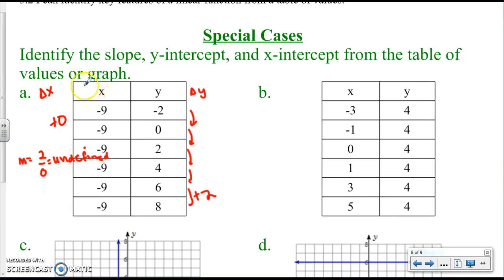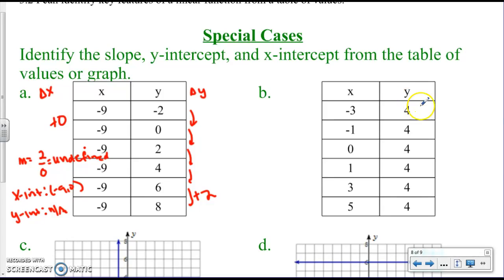So when all of your x values are the same, you have an undefined slope, which means it's a vertical line, and our x-intercept is at negative 9, 0. Okay, there is not ever a y-intercept here because it doesn't ever cross the y-axis. Okay, so that's one special case.